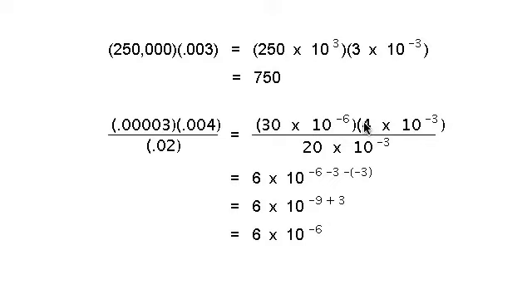Now we deal with the mantissas and powers of 10 separately, just like with scientific notation. 4 times 30 is 120, divided by 20 is 6. And the powers are minus 6 plus a minus 3 minus the denominator, which is minus a minus 3, which becomes a plus 3. So this gives us minus 9 plus 3, or a minus 6, which would be 6 micros.